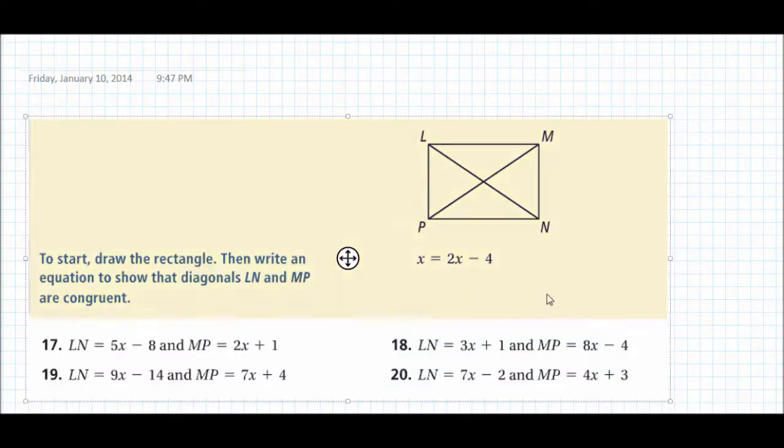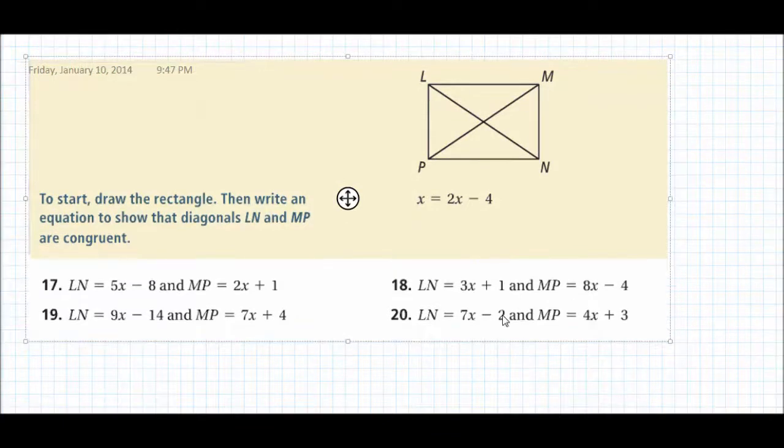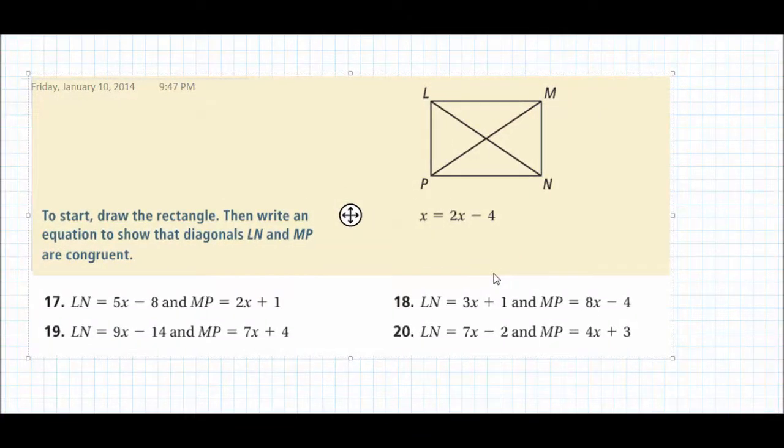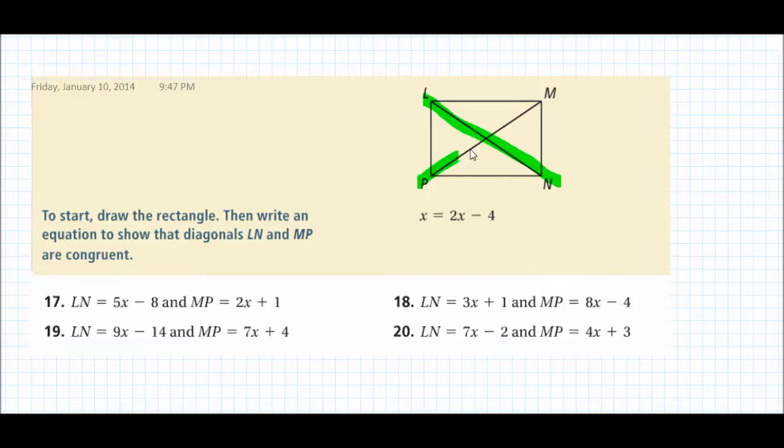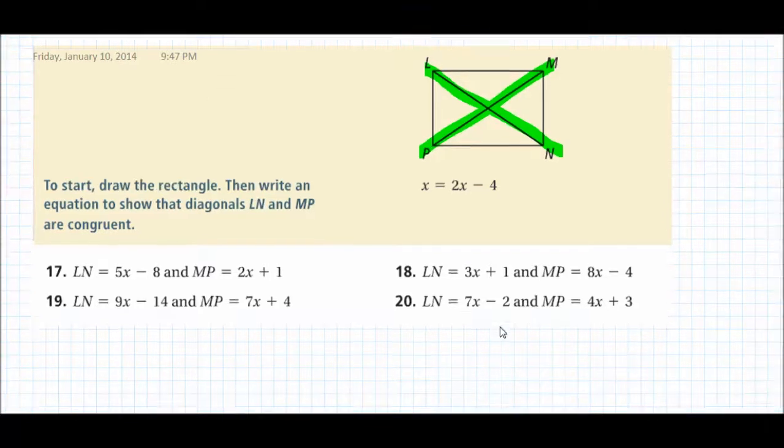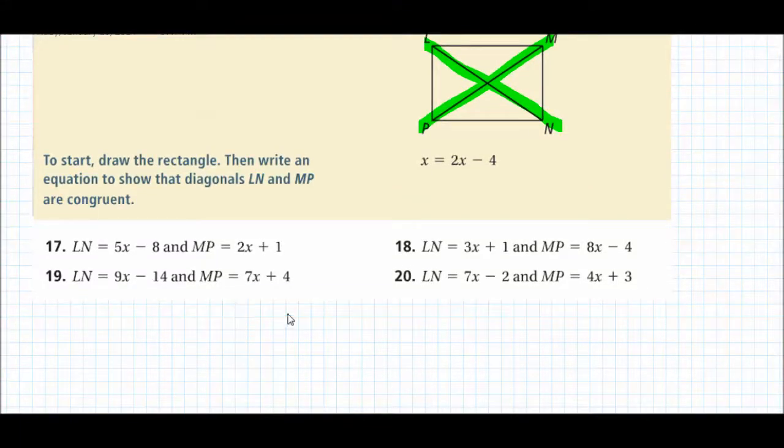Alright, number 17. I just cut and pasted this so I wouldn't have to redraw it every time. So this tells us LN and MP are equal. So on number 17, we just have to set them equal to each other. So 5x minus 8 equals 2x plus 1.